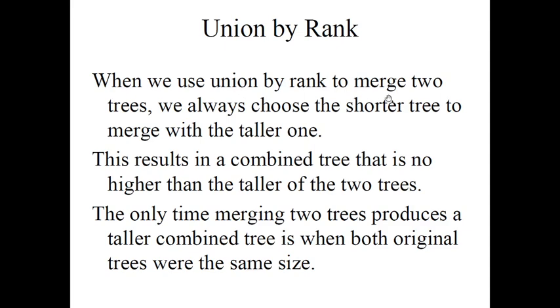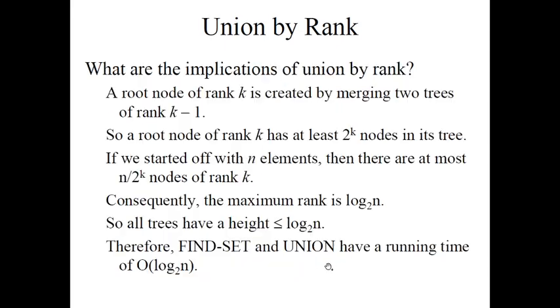And when we use union by rank to merge two trees, we always choose the shorter tree to merge with the taller one. This is very important. This results in a combined tree. How is it going to help us? It will help us to reduce the overall length of the tree so that the find set operation is going to consume less time, and this results in a combined tree that is no higher than the taller of the two trees. The only time merging two trees produces a taller combined tree is when both original trees were of the same size.